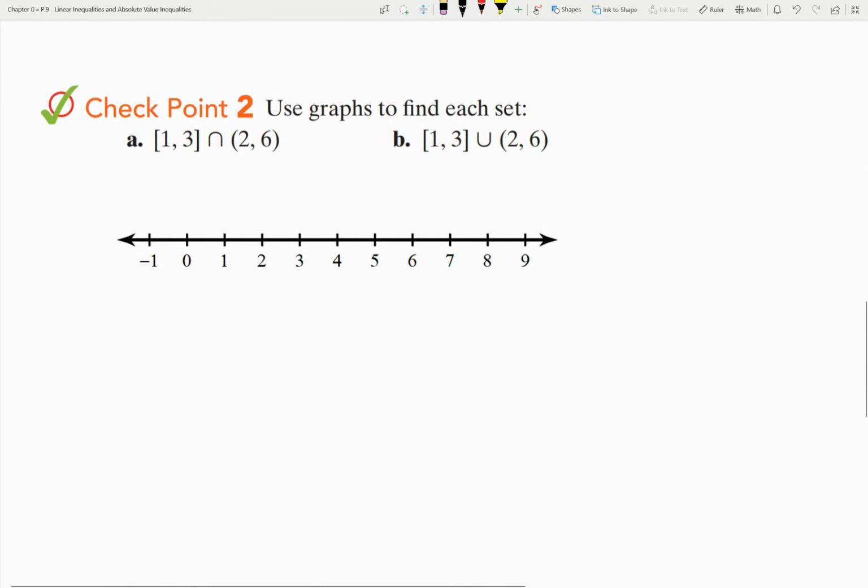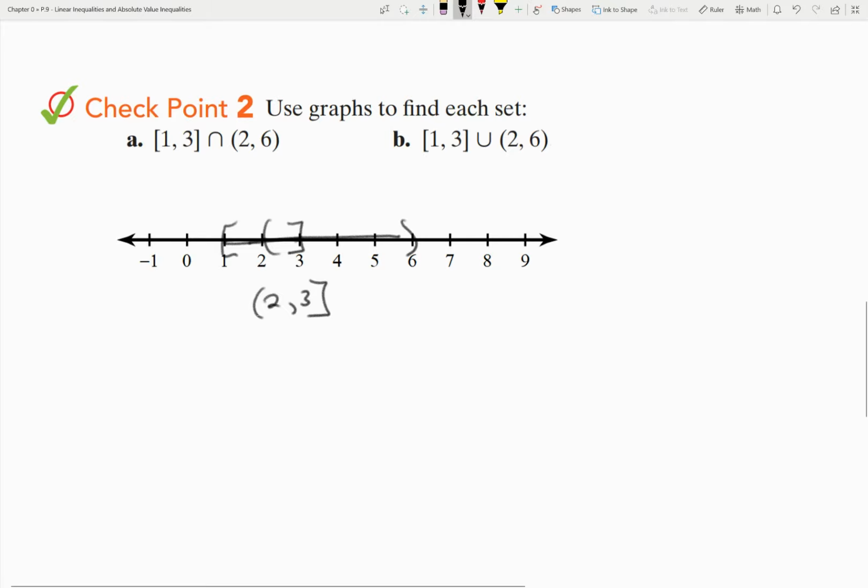Let's try again. Intersection of 1, 2, 3, and 2 to 6. And you can see that my intersection is from 2 to 3 with a bracket. And that was the same thing. I should have just kept it. 1, 2, 3, and 2 to 6.